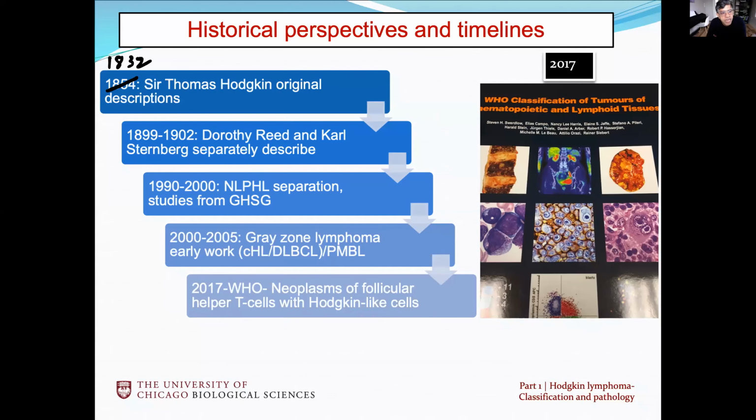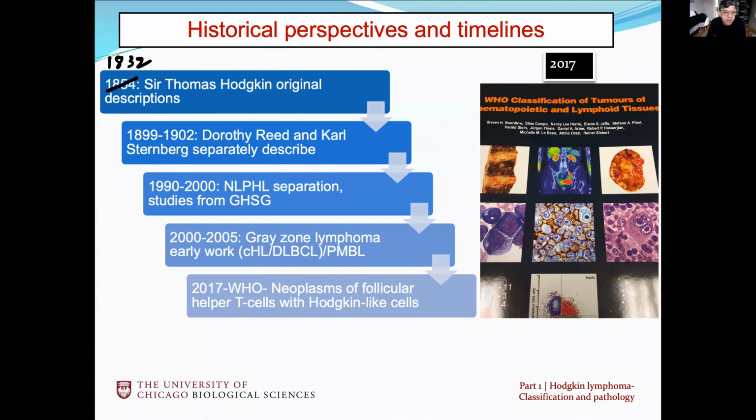And then around the 1890s and 1902, there was this excellent physician at Hopkins, Dorothy Reed, and one more pathologist by the name Carl Sternberg. In a span of 10 years, they looked at these cells and identified these cells to be associated with this lymphoma. And of course, Dorothy Reed was key in saying that Hodgkin was not a form of tuberculosis. So that's important for us to know.